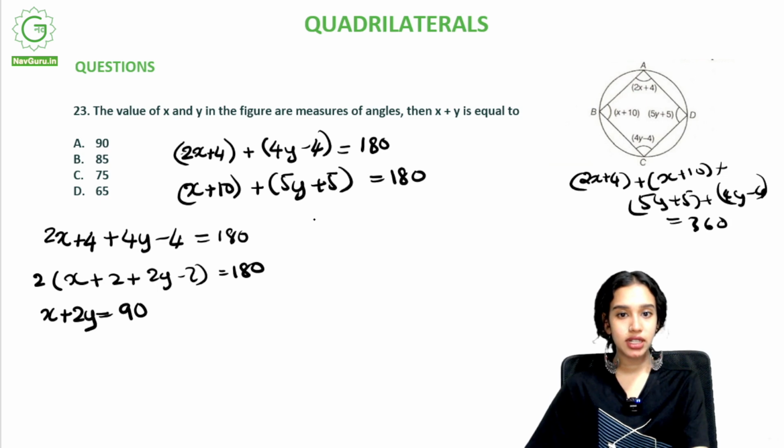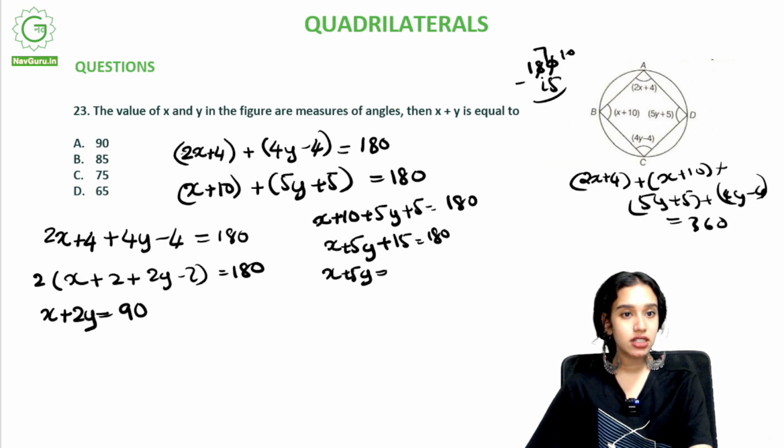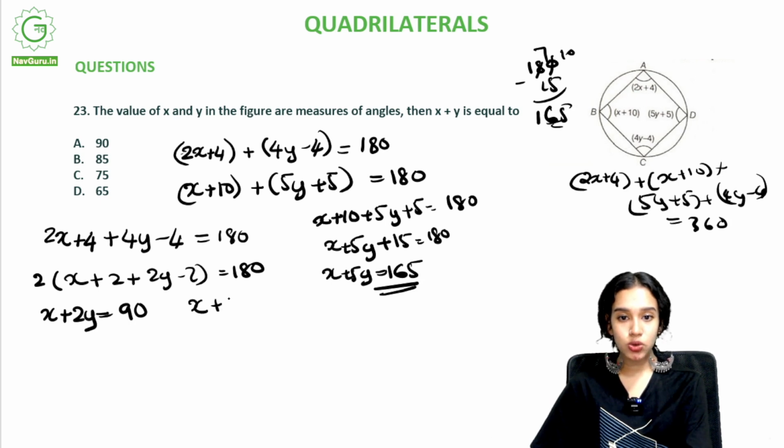Now taking the second equation, we'll get x plus 10 plus 5y plus 5 is equal to 180 degrees, right? Now x plus 10 plus 5y plus 5, we have x plus 5y plus 15 is equal to 180 degrees. So x plus 5y is equal to 180 minus 15. 180 minus 15 is 165. So x plus 5y is equal to 165. Now we got that x plus 2y is equal to 90 and x plus 5y is equal to 165.